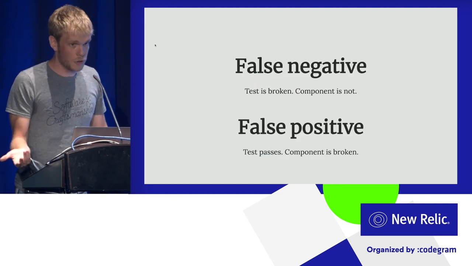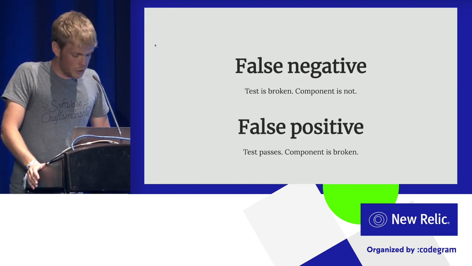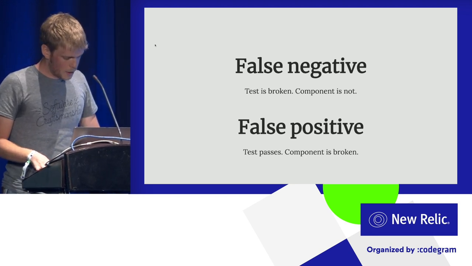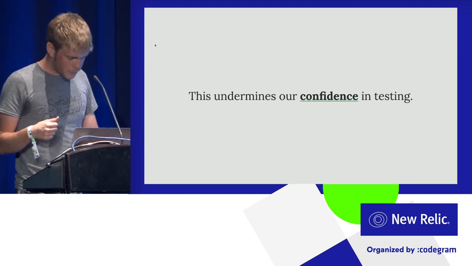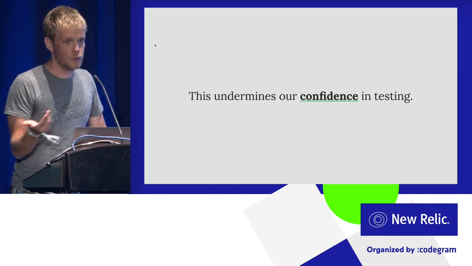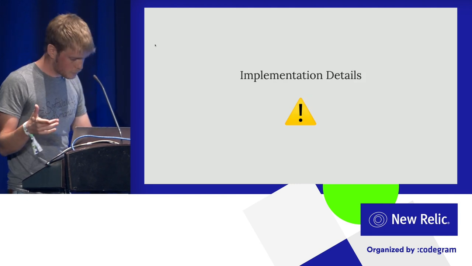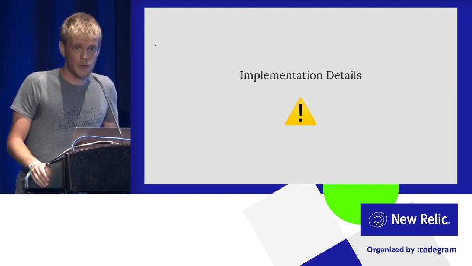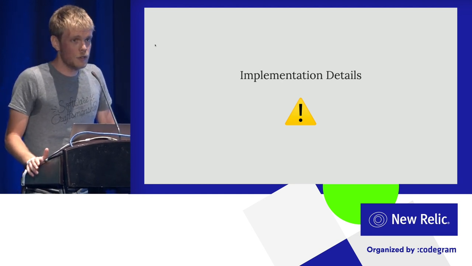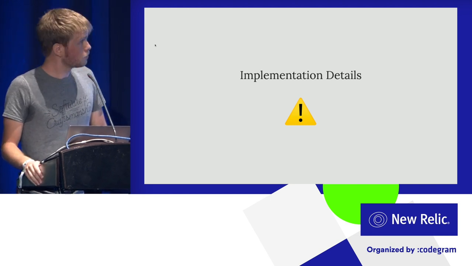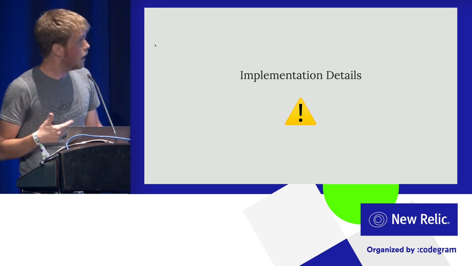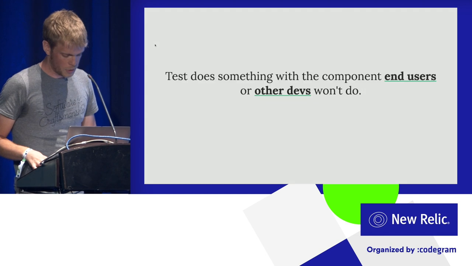So we can run into false negatives where a test is broken but the component is not, or false positives where a test is still passing and our component isn't. So this usually happens, and this undermines our confidence in our testing strategy, and this is a root cause for frustration. So this happens because of implementation details, right? I think that we kind of know that implementation details is not the way to test, but still tools kind of promote that behavior. What do we understand as implementation details? Well, it's two things mostly.